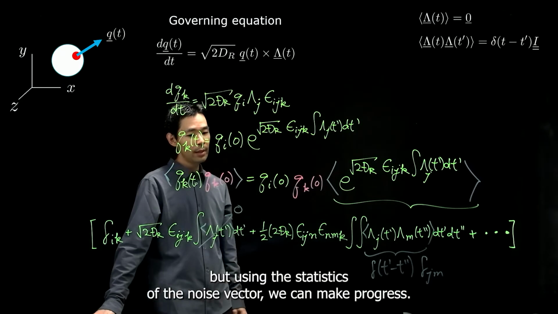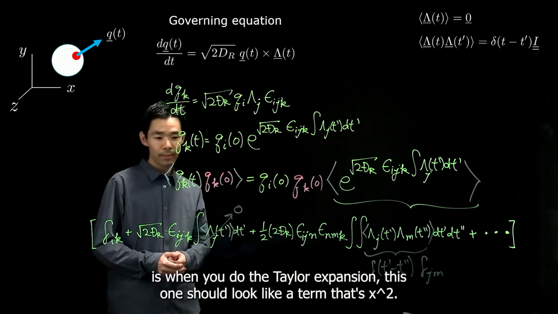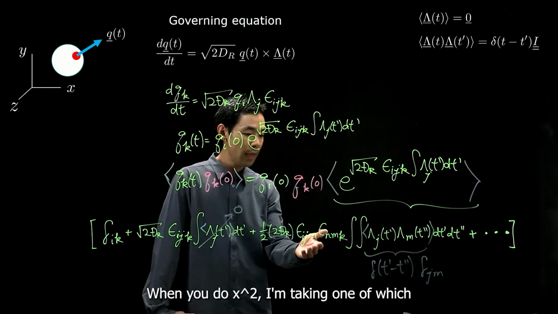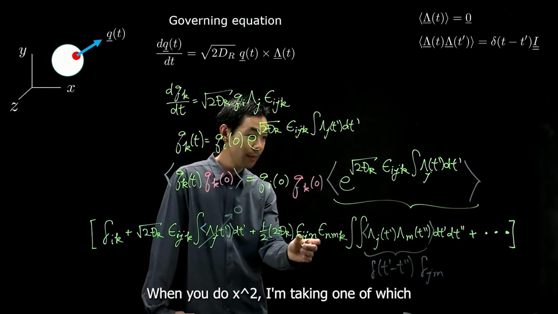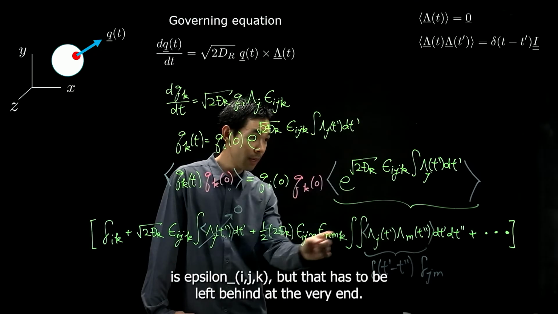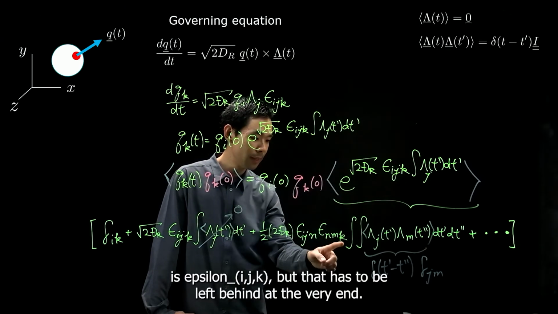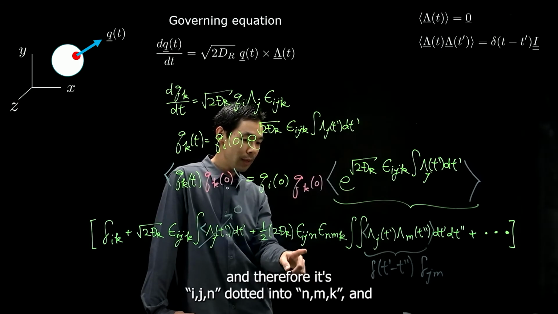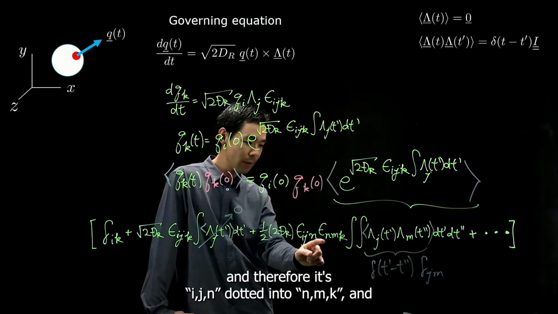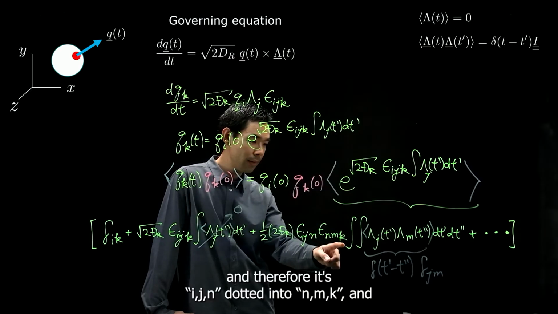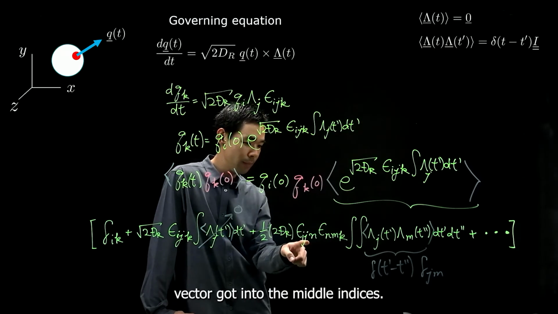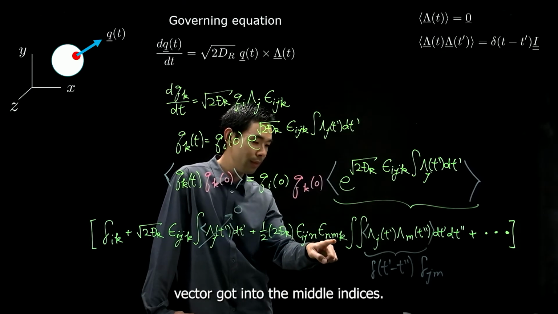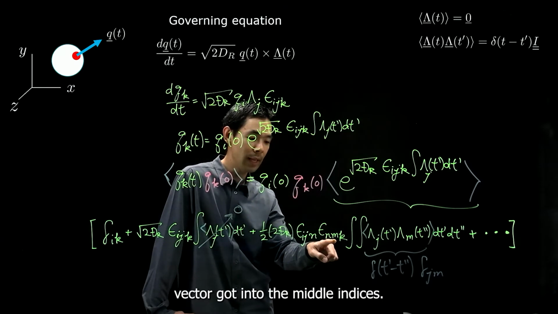Okay? So the only tricky thing about this expression might be, when you do the Taylor expansion, this one should look like a term that's x squared. And when you do x squared, I'm taking one of them, which is epsilon ijk, what used to be a k, but that has to be left behind at the very end when you take the other x product of the quadratic x squared term. And therefore, it's ijn dotted, so n is repeated, nmk. And then this random noise vector dots into the middle index there, and that random noise is dotted into this middle index for epsilon nmk.